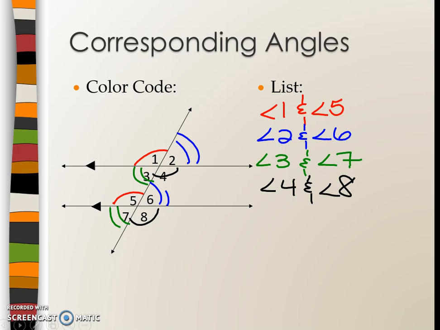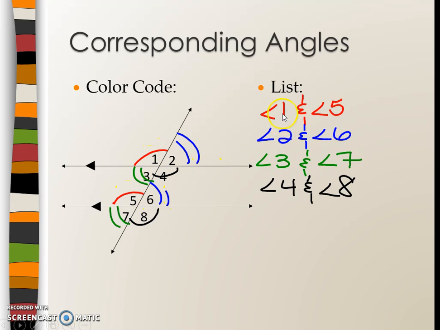Corresponding angles. Color code. So I'm going to color code this. So you have the red and the red here. 1 and 5 are corresponding angles because corresponding means same spot. So they're on the left top here. So these are the two lines, and this is a transversal which goes through two lines. These two are corresponding. So please do a mark like this. And if you have four color pencils, you can color code. Or you can just mark it with me.